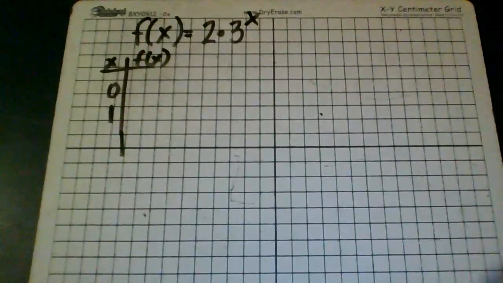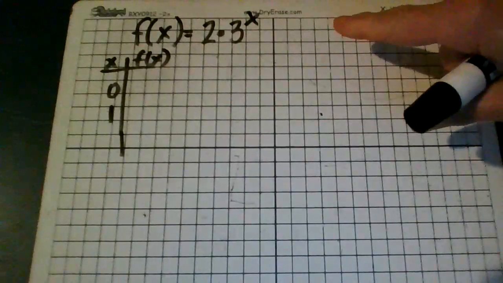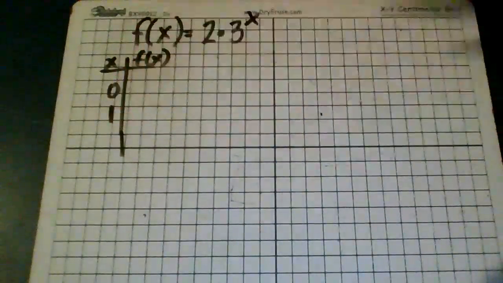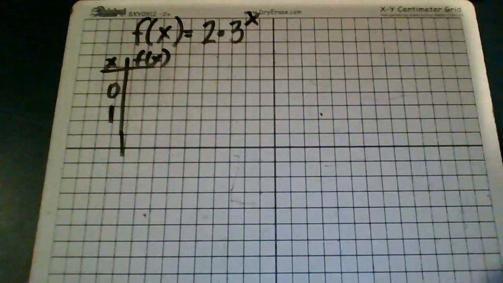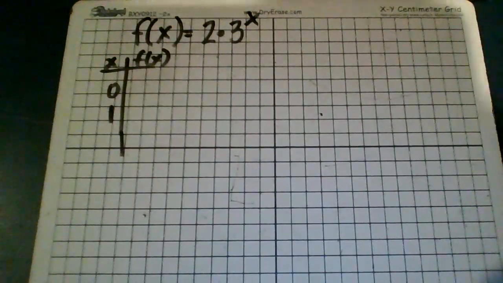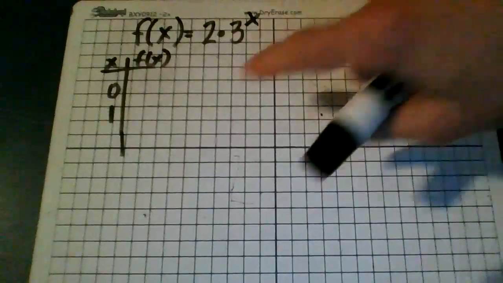In order to see if we have a growth or decay going on, I'm going to test some numbers. My go-to numbers that I test for x with exponential is 0 and 1. The reason why I choose 0 and 1 is because they are very easy to plug in and for me to use mental math to solve. I don't need a calculator. I can do everything quite quickly in my head. So let's go ahead and do that.